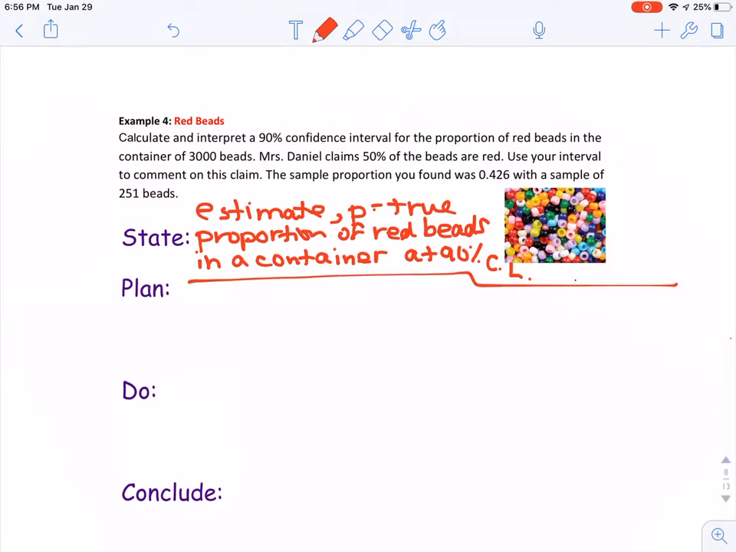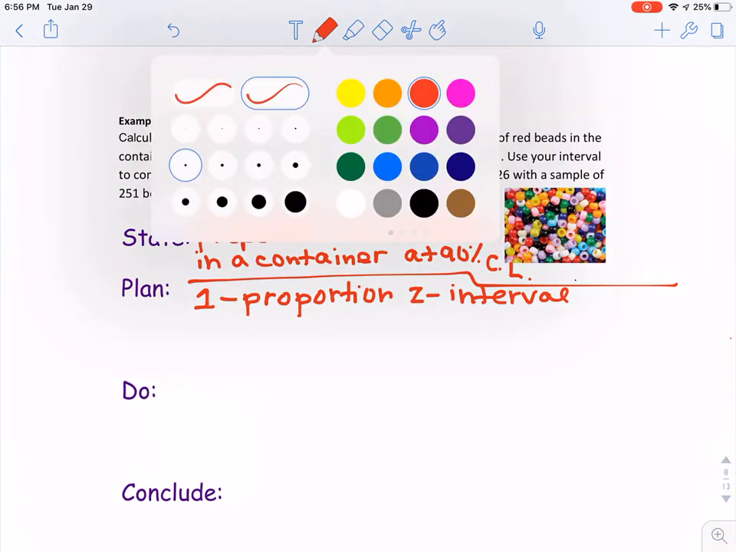Okay, the plan portion is where there's kind of two parts to this. We always want to name the inference method that we're using, and this particular inference method is based on one sample. We are estimating a proportion. So we call this a one proportion Z interval. Okay, Z because we'll be using a Z critical value to help us construct this confidence interval. Okay, then we're going to go through our 3 steps here for our conditions.